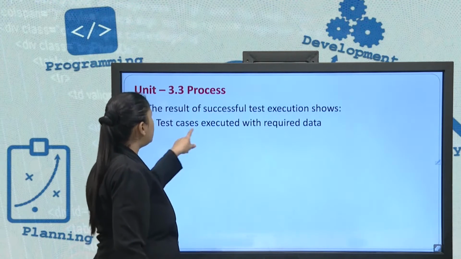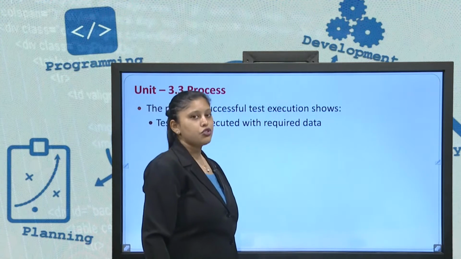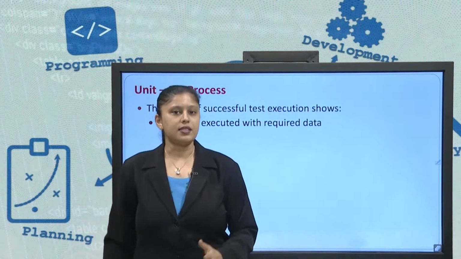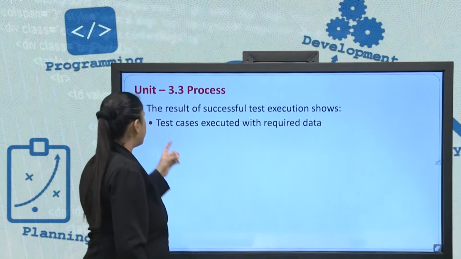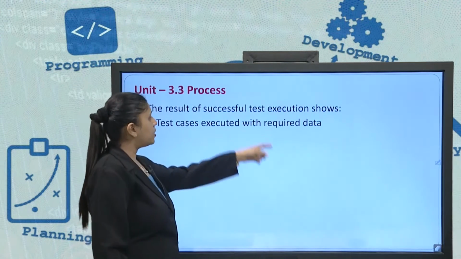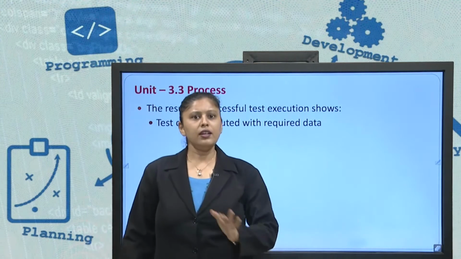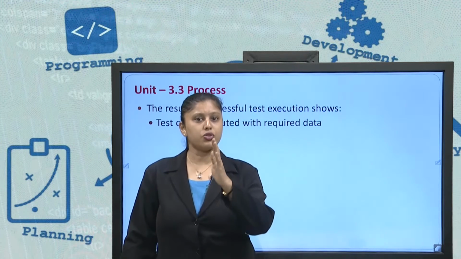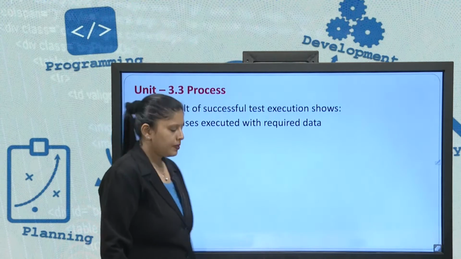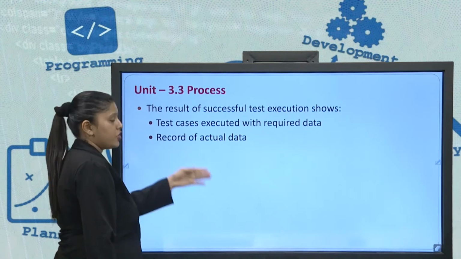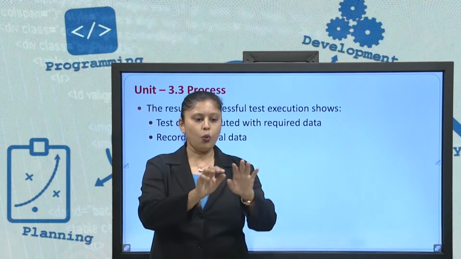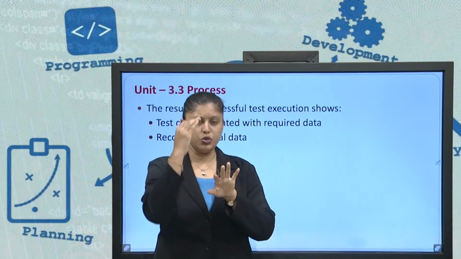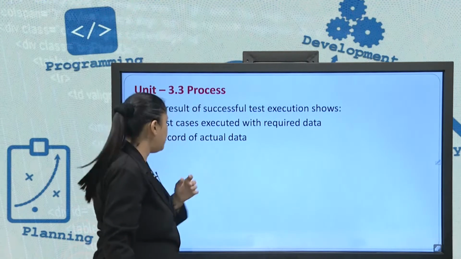Similarly, the result of successful test execution shows. Now what is the final output of the test execution? Test cases should be executed with required data. Now whatever data was required, my test cases should use only that required data. Then a record of actual data. Now what is the actual data that we have used? So you need to have a record of that actual data.